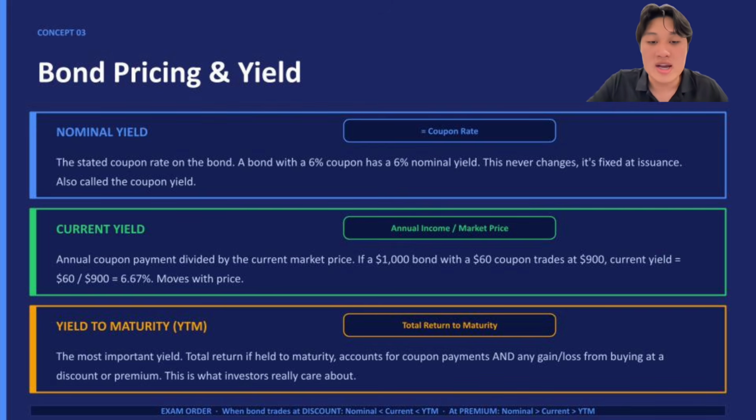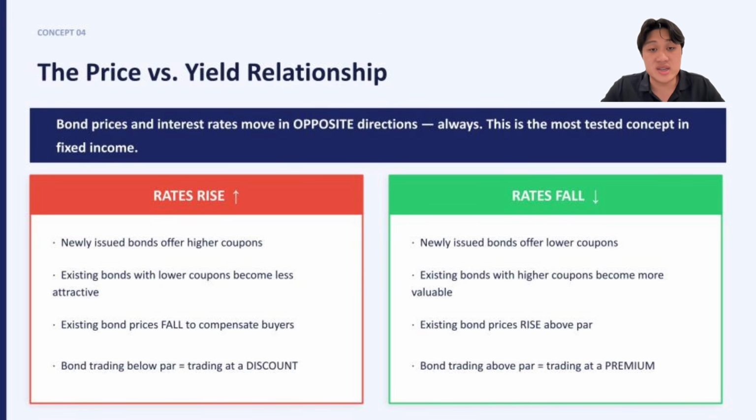When a bond trades at a discount, the nominal yield will always be lower than the current yield, and the current yield will always be lower than the yield to maturity. Again, it's true in the opposite direction if it is trading at a premium. All right, let's talk about the price to yield relationship.